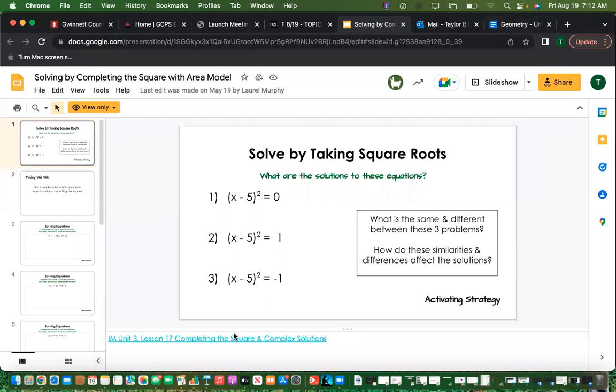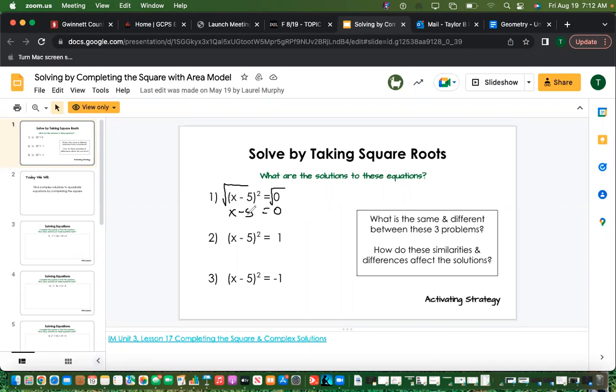Okay, so we're gonna solve by taking the square roots. On this first one, you're going to take the square root of both sides, because you have this squared isolated. When I take the square root of 0, what am I gonna get? 0. On the other side, I'm gonna get x minus 5.